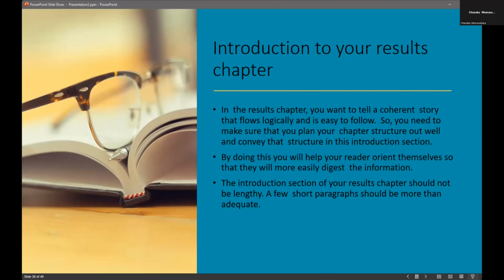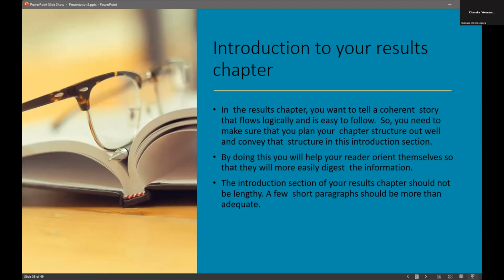Same as earlier, you should not interpret data. It is of paramount importance, especially when it comes to qualitative analysis. You should not interpret data at this stage because you are still in the results stage, just presenting and describing the data. That's all, or the findings, right?